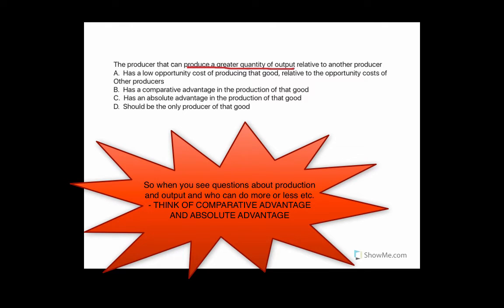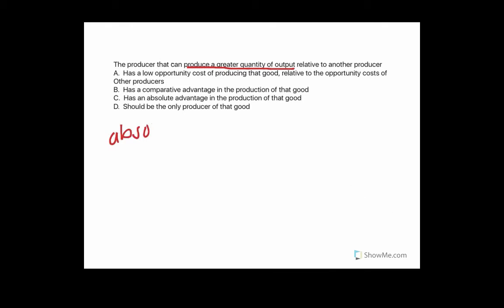Alright, the producer that can produce a greater quantity of output relative to another producer, and then it's asking us what this idea of producing a greater quantity of output is associated with. So before we look at the answers, let's define two things: absolute advantage and comparative advantage. Comparative advantage is, as we've been discussing earlier, whoever can make something at a lower or the lowest opportunity cost. So whoever can make an object or a good for the least trade-off.